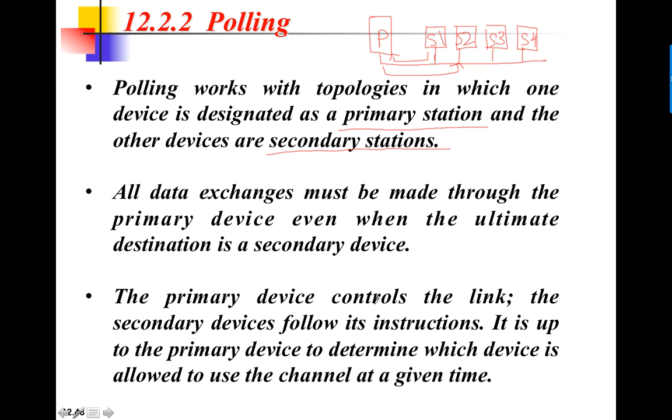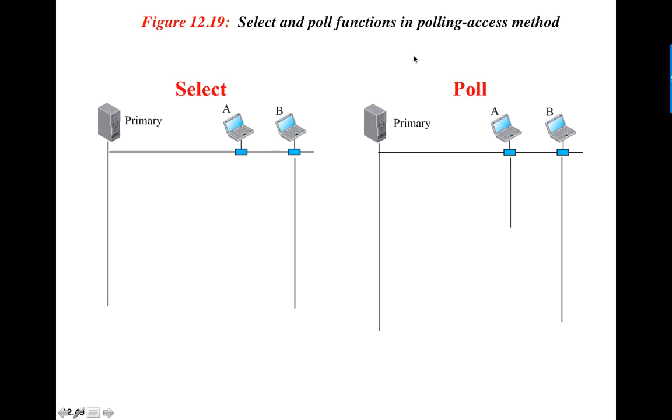And the primary device will control the link. So at any time, only the device that is authorized by the primary device, only that device which the primary gives permission to can send. All the other devices will be quiet. Okay? And it is up to the primary device to decide which device is allowed to use the channel at a given time. Okay, so this is polling, we said.